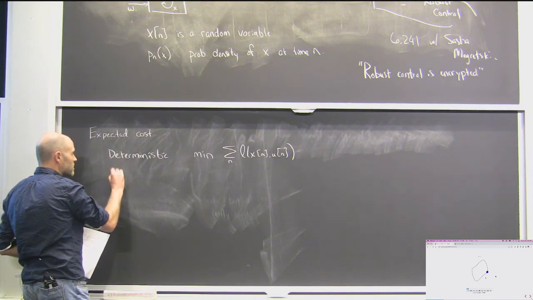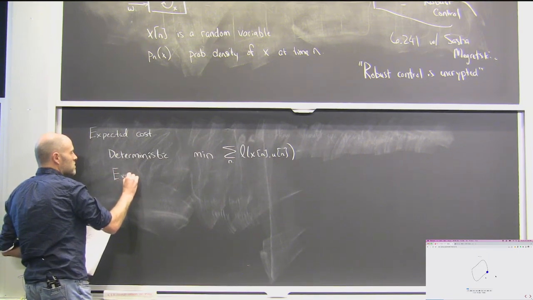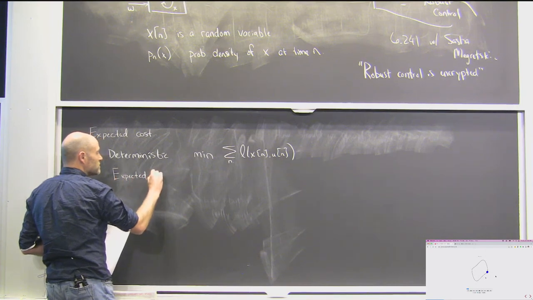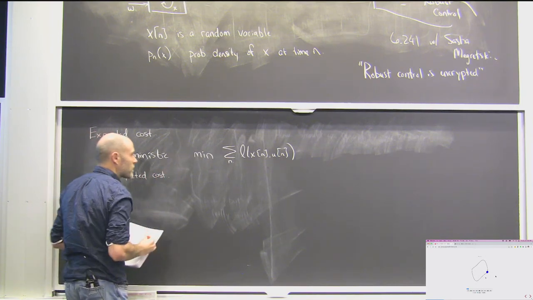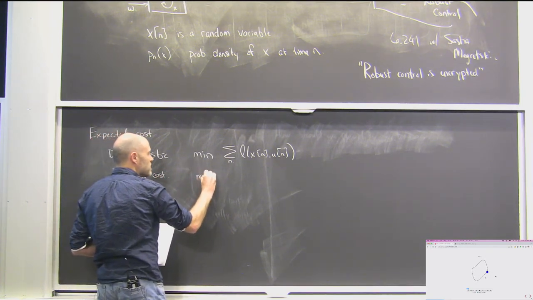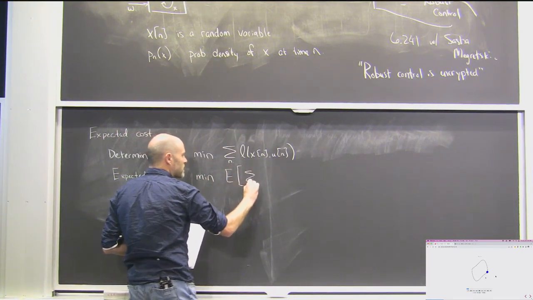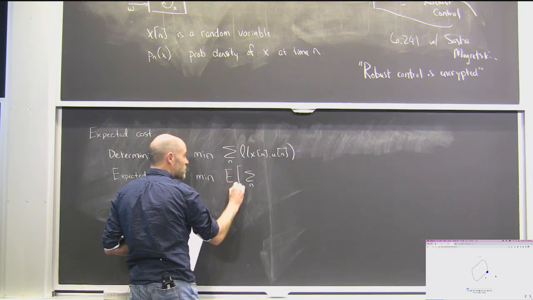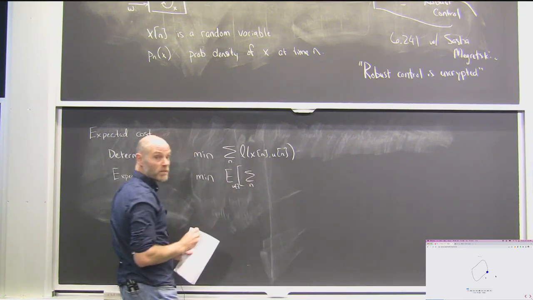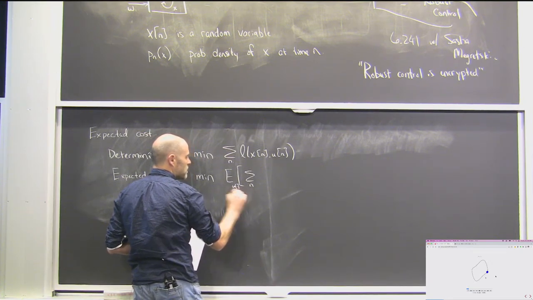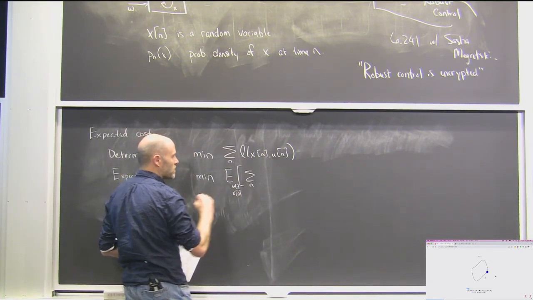The expected cost, now if x is a random variable, then we're going to change this to taking the expected value. These are going to be over my w's, because that's the only randomness I put into the system, unless possibly I have a distribution over initial conditions.